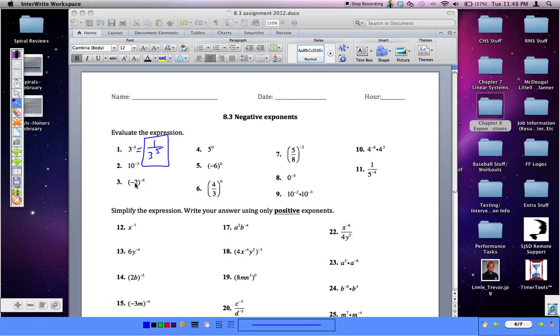Now if you have a negative exponent or a negative base, it's no different other than you really need to make sure that the parentheses stay with the negative base. And there's number 3.